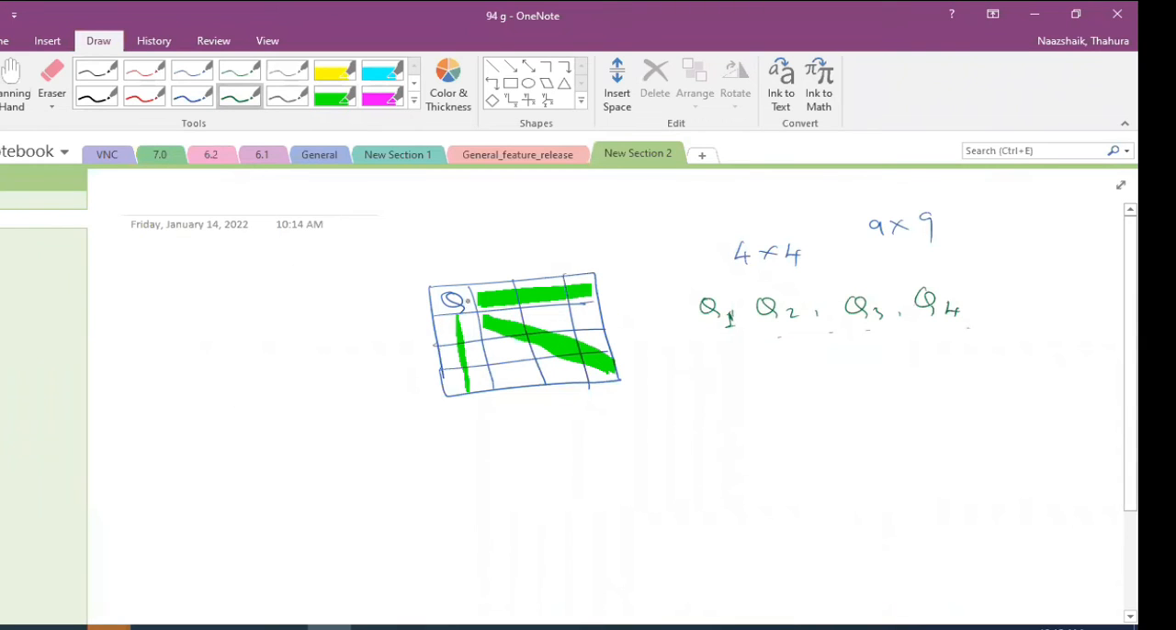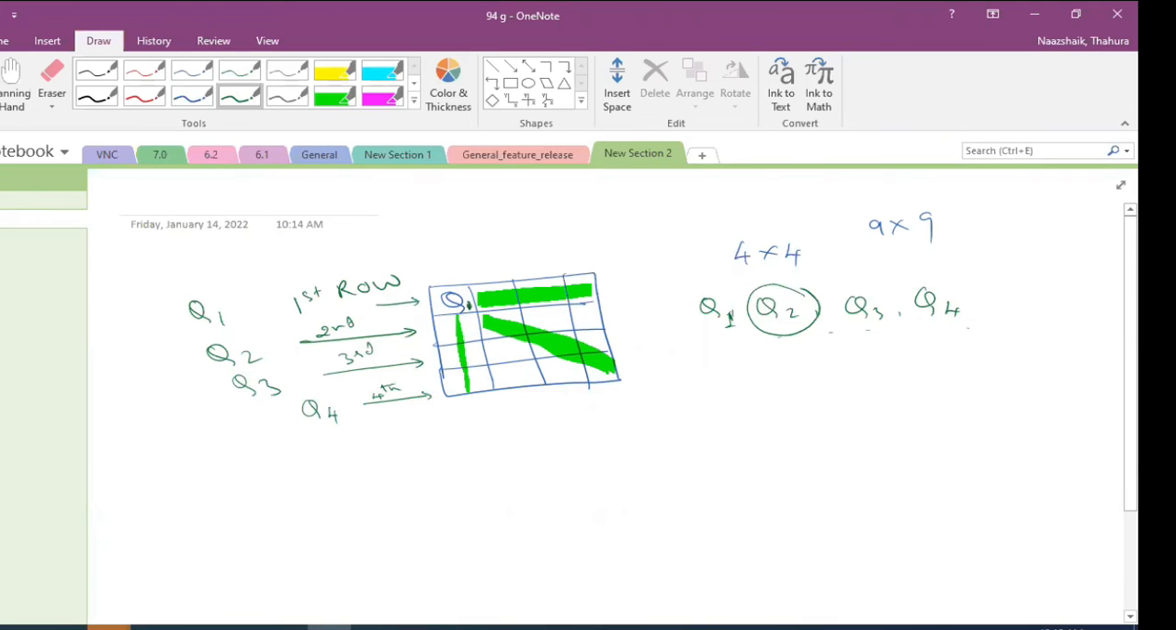Say queen 1 is placed here. What is the option for me? Where can I place queen 2? The other condition is that queen 1 is always on the first row, queen 2 I always have to place on the second row, queen 3 always on the third row, and queen 4 always on the fourth row. Say suppose we made this choice.